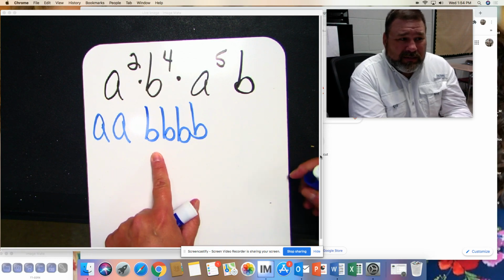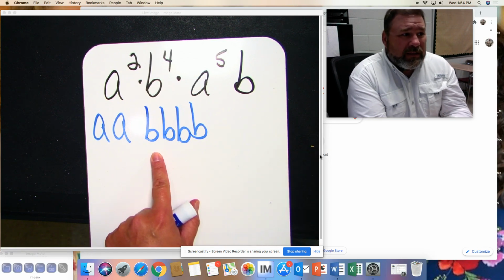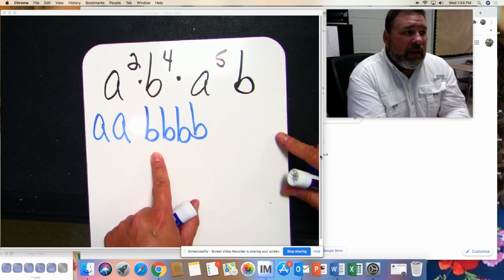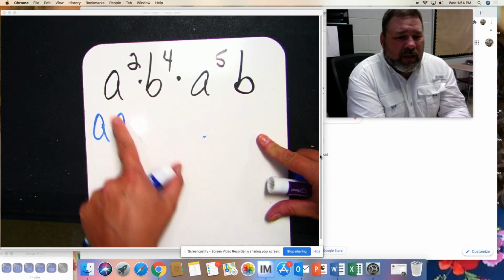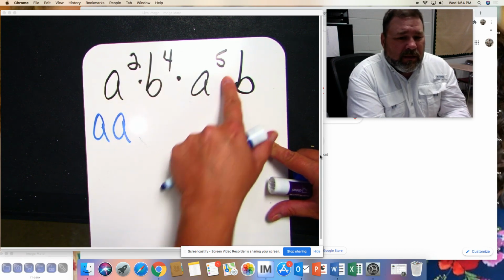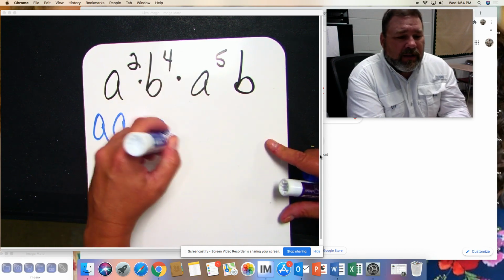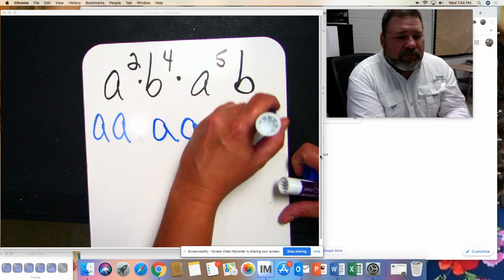Now, are these the same base right here? A's and b's can't go together because they're not the same base. Is that what you're telling me? Right. So you can't group these. Now, okay, I can group the a's together. I have an a squared and an a to the fifth. Right. So a to the fifth would be multiplying a by itself 5 times.